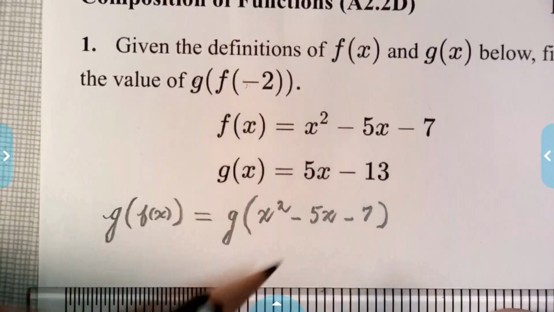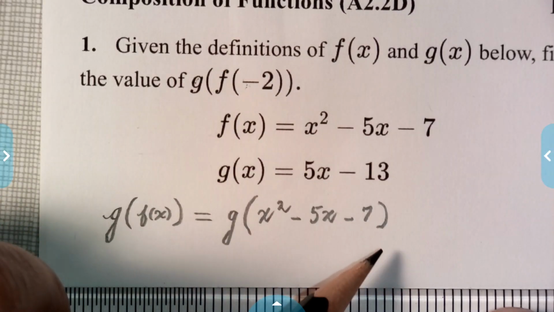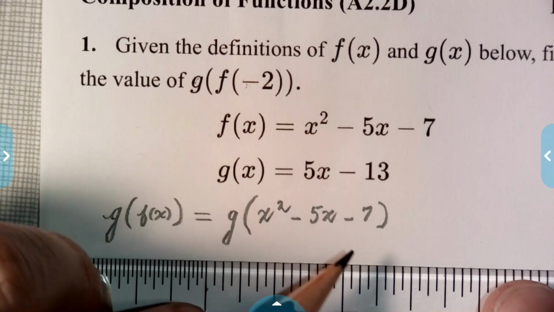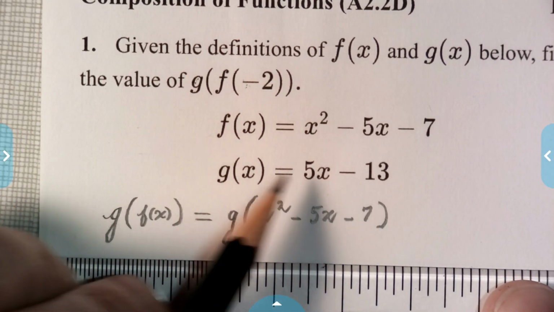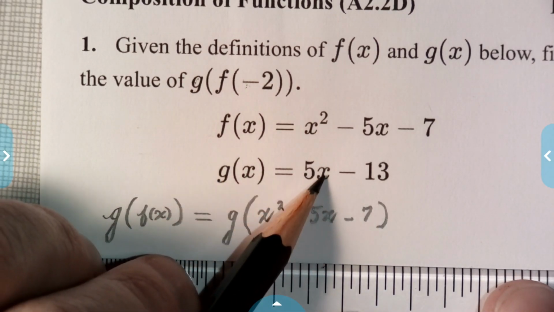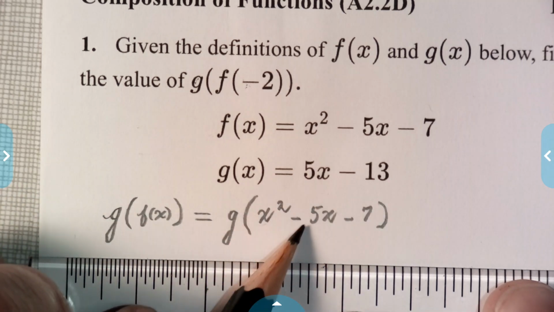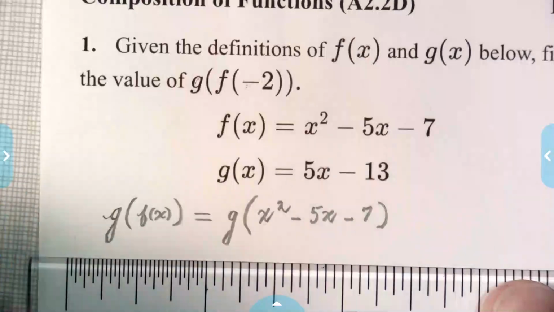So anyway, now we're gonna go ahead and do this. So now everywhere I see in g of x, I have 5x minus 13. So where that x is, I'm going to replace it with this whole quadratic. Okay.